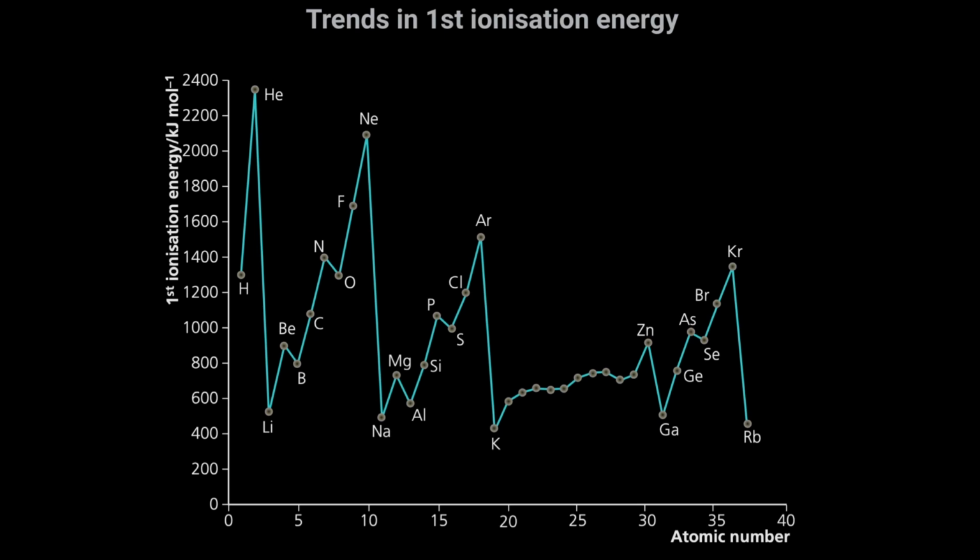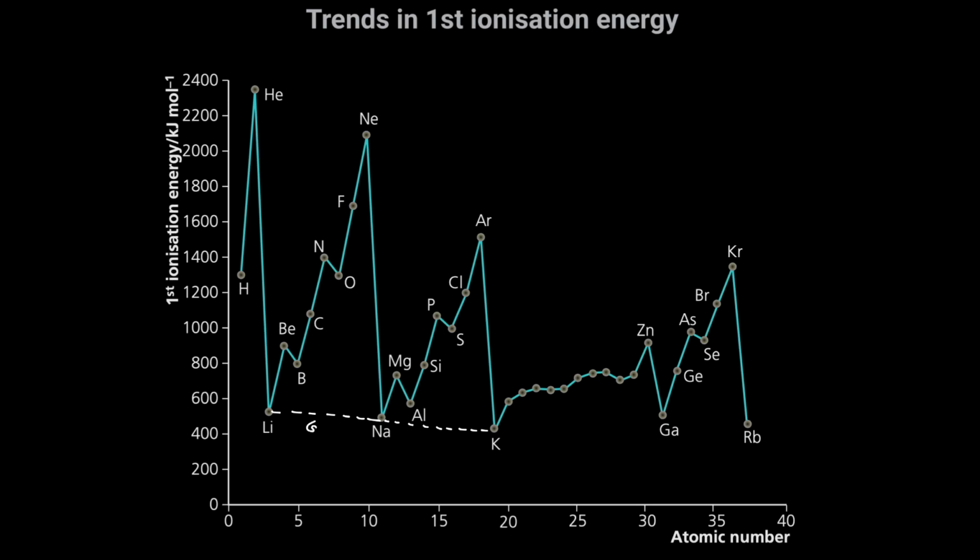So the following graph summarizes the trends that we've learned for the first ionization energy down the group as well as across the period. We can see the trends down the group here. We can see that potassium has a lower first ionization energy than sodium, which has a lower first ionization energy than lithium. So these are your group 1 elements, and we can clearly see the decreasing trend down the group.